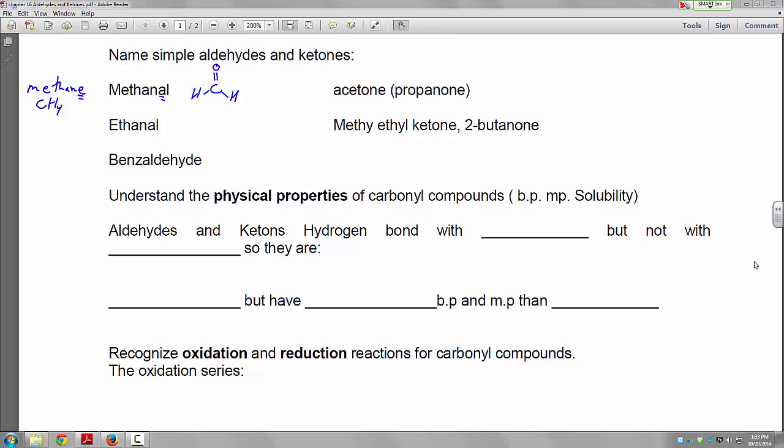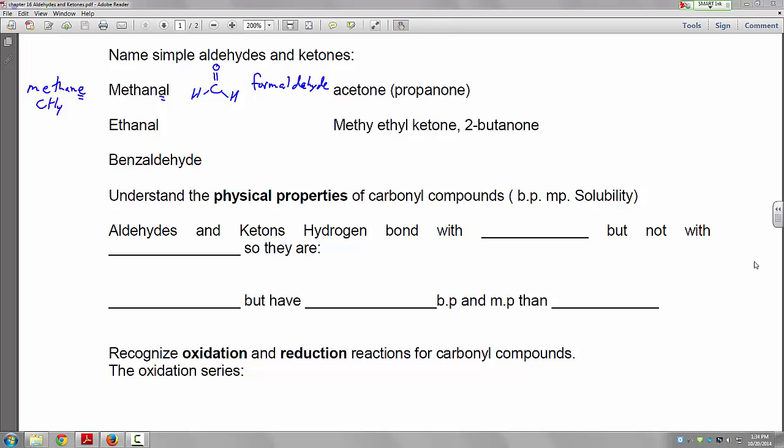This is also known as formaldehyde. The common name is formaldehyde. This is actually a gas at room temperature. If you're used to formaldehyde being used for specimens in biology, that solution is actually called formalin, which is this gas formaldehyde dissolved in water. So formaldehyde is actually a gas.